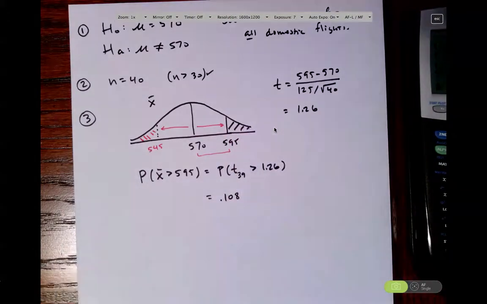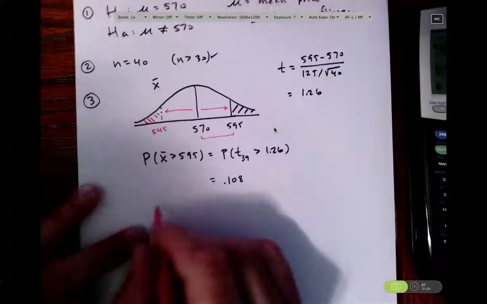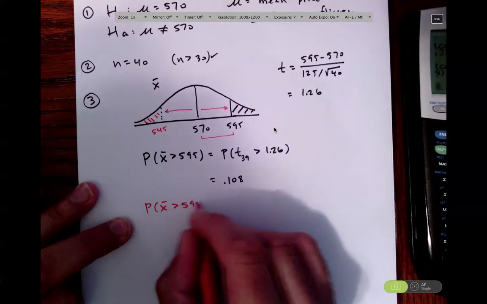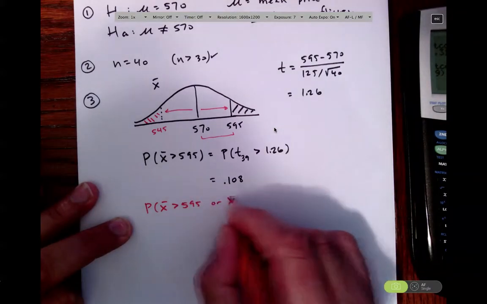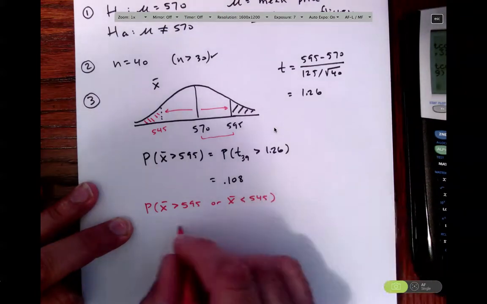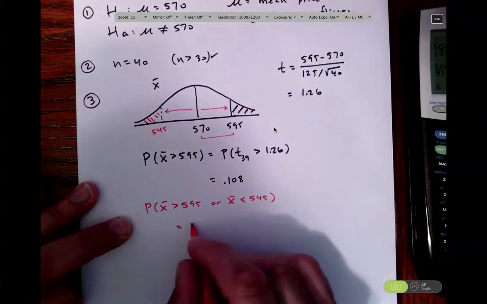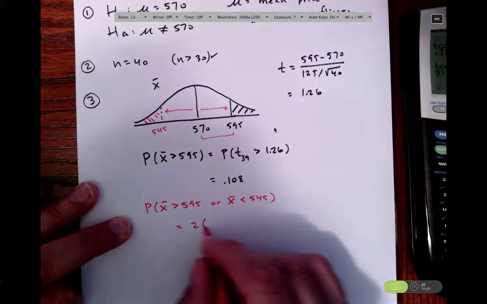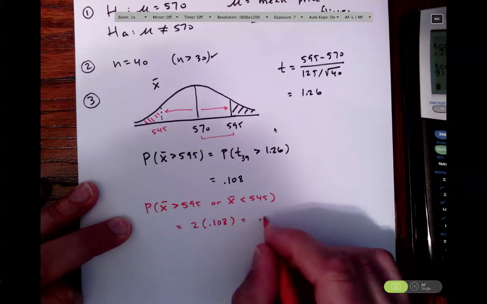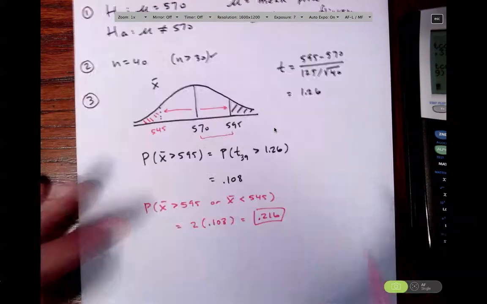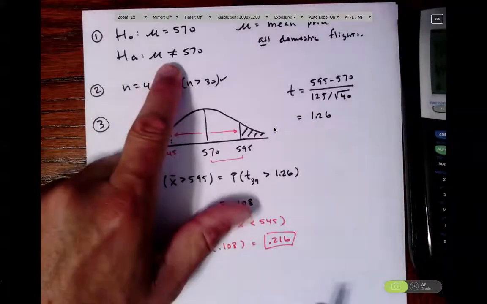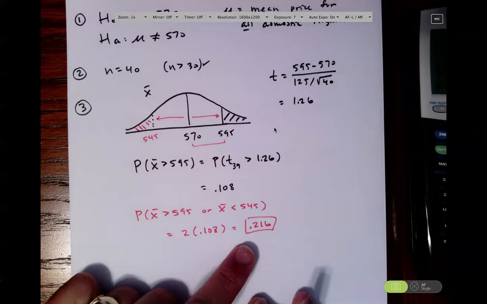All right, and so the probability that we're really calculating here is the probability that we get a sample mean that is bigger than 595 or less than 545. All right, and then essentially all we do is we just end up taking twice this probability, and we get twice 0.108, which is going to give me 0.216. All right, so for a hypothesis test that is two-tailed, or a not equal to up here, all we're going to do is calculate one of these probabilities and then just double it.